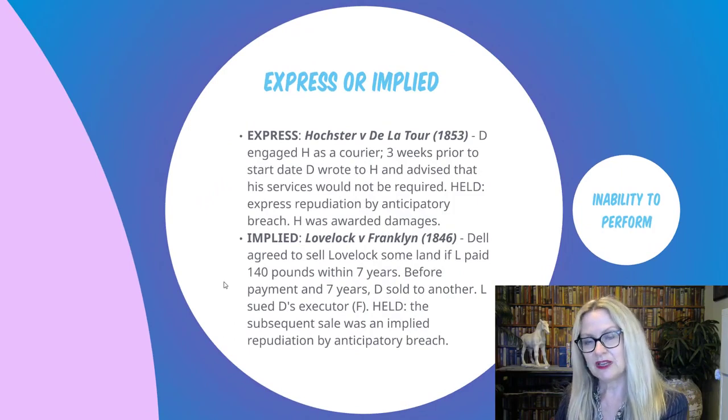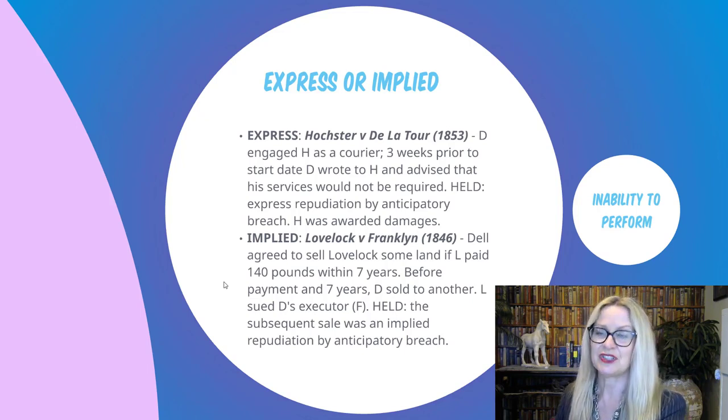Now, as we just saw in the Progressive Mailing House, a repudiation may be implied from the sum total of conduct, or it could be expressed and very to the point and matter of fact. So in Hochster and De La Tour, we had De La Tour engaging Hochster as a courier, and 3 weeks before poor old Mr. Hochster was due to start, De La Tour wrote and said, sorry, don't need your services. Hochster sued, and it was found that there had been express repudiation by way of anticipatory breach, obviously, because the start date hadn't even rolled around yet. Nevertheless, because of the repudiation, Hochster was awarded damages.